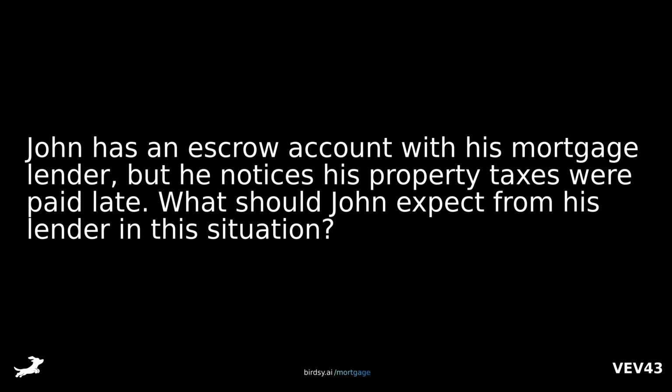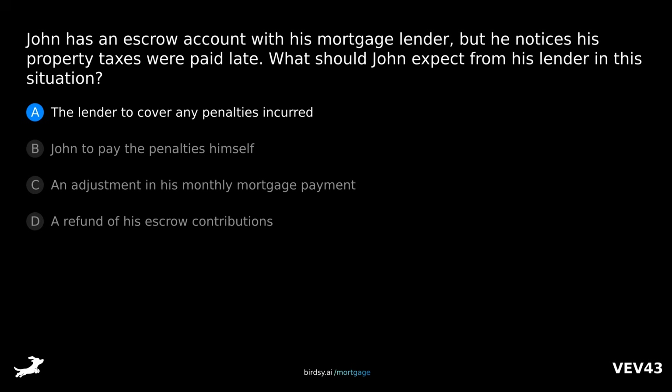John has an escrow account with his mortgage lender, but he notices his property taxes were paid late. What should John expect from his lender in this situation? Is it A, the lender to cover any penalties incurred? B, John to pay the penalties himself? C, an adjustment in his monthly mortgage payment? Or D, a refund of his escrow contributions?